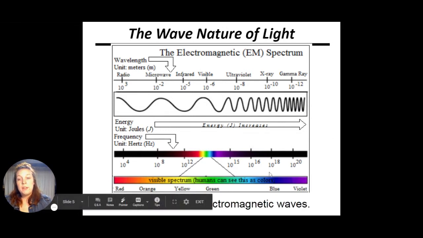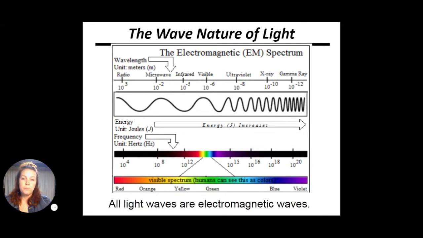It's also important to point out that the little sliver in the center of the electromagnetic spectrum is the visible light spectrum. Humans can perceive visible light. This is what we see as color every single day. And it is the only part of the electromagnetic spectrum that we can see.